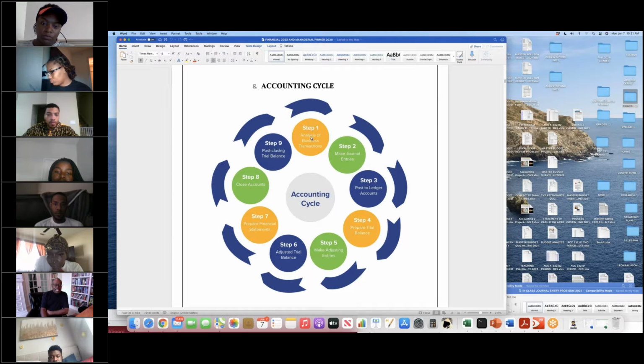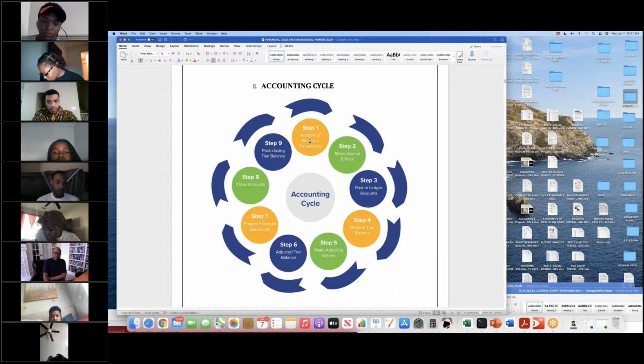What's step one in the accounting cycle? Analysis of business transactions. So we analyze each transaction. Every time there's a financial transaction, we analyze it. And then what's step two? Make journal entries. We make the journal entry. So that's what we did all last week.